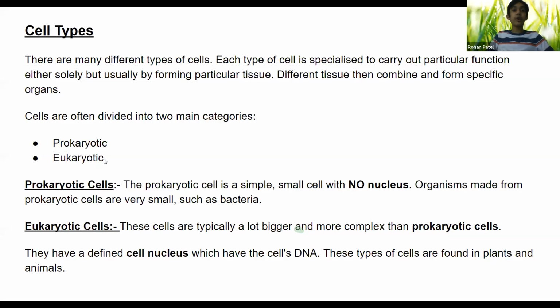Then we have our eukaryotic cells. These cells are typically larger and a lot bigger. They are more complex than prokaryotic cells. They have a nucleus. And what the nucleus is, it's like the controller of the cell. It controls everything that goes on in the cells. And those are in the eukaryotic cells. That's in humans and plants.